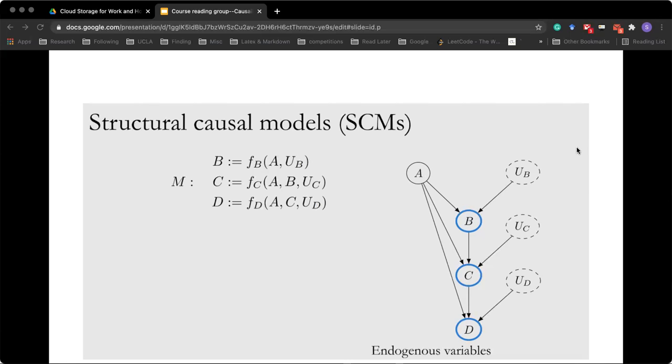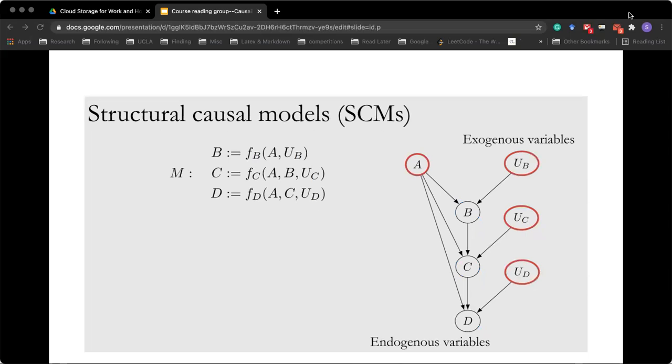Okay, then this is the definition. Also, variables like A and UB, UC, UD don't have any parents, and we call them the exogenous variables in SCM. And also remember this M set is a set of functions, the causal functions of the heterogeneous variables.